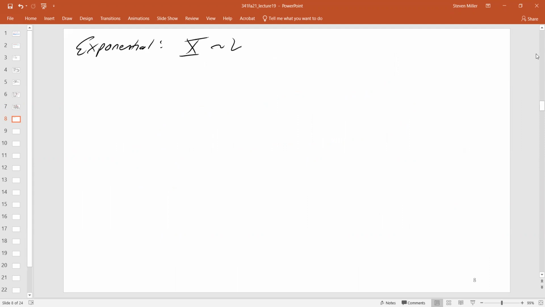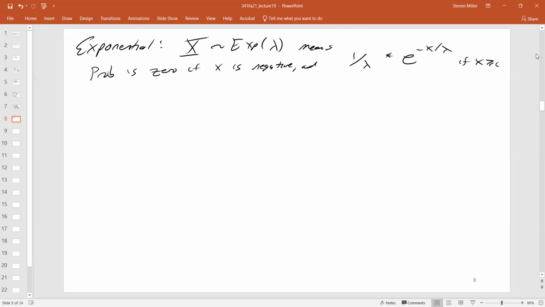And so we'll let x be exponential with parameter lambda, which means the probability density is 0 if x is negative, and 1 over lambda times e to the negative x over lambda if x is greater than or equal to 0. So to calculate the mean, we need to integrate from 0 to infinity of x times 1 over lambda e to the negative x over lambda dx.